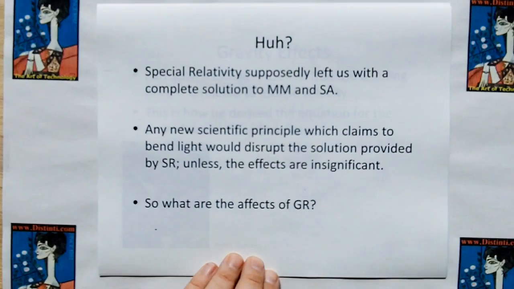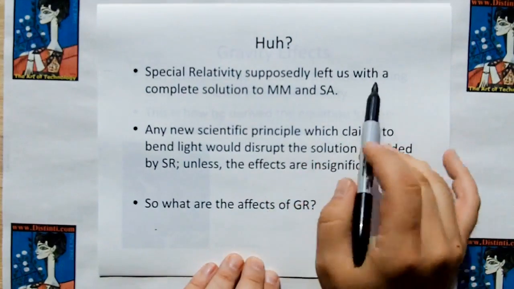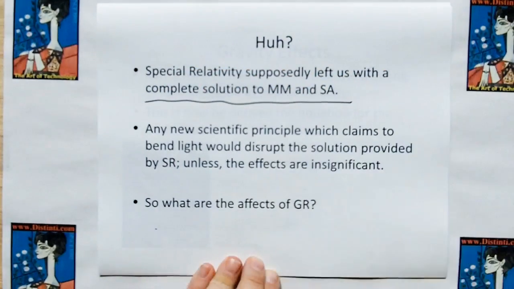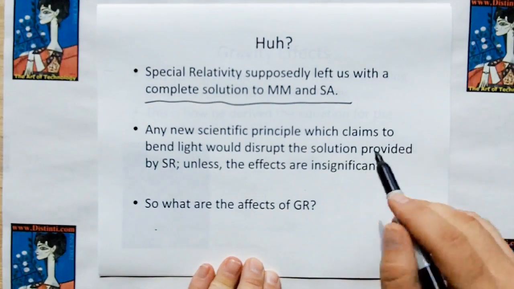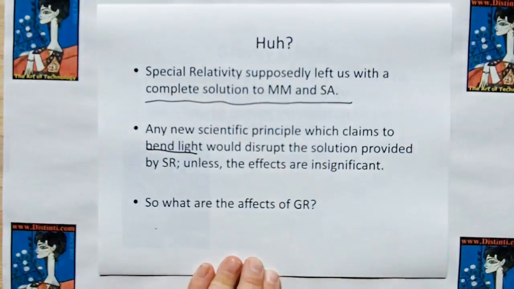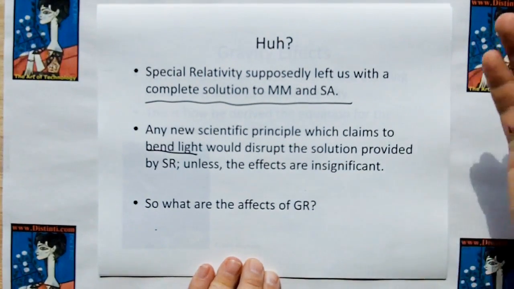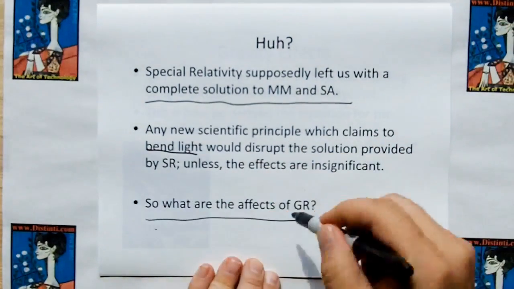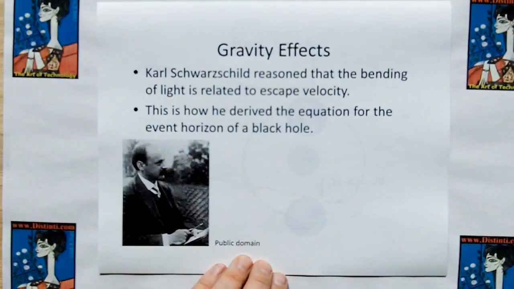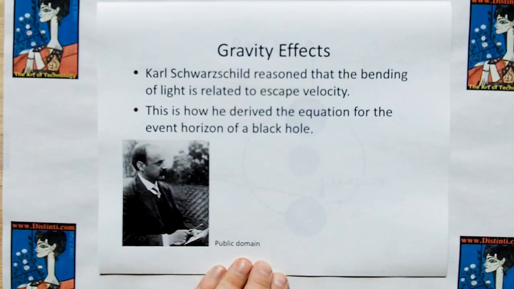So now we have a problem, because special relativity supposedly left us with a complete solution to Michelson-Morley and stellar aberration. So any new scientific principle that also claims to bend light is going to offset the balance, unless, of course, the bending of light relative to gravity is insignificant, then it won't matter. So what are the effects of general relativity? Well, Karl Schwarzschild reasoned that the bending of light is related to escape velocity, and this is how he derived the equation for the event horizon of a black hole.